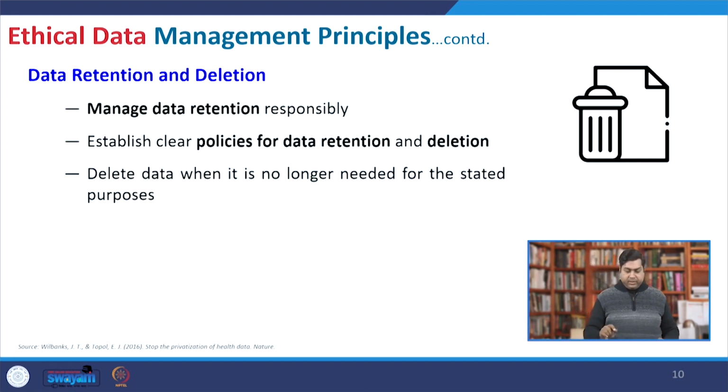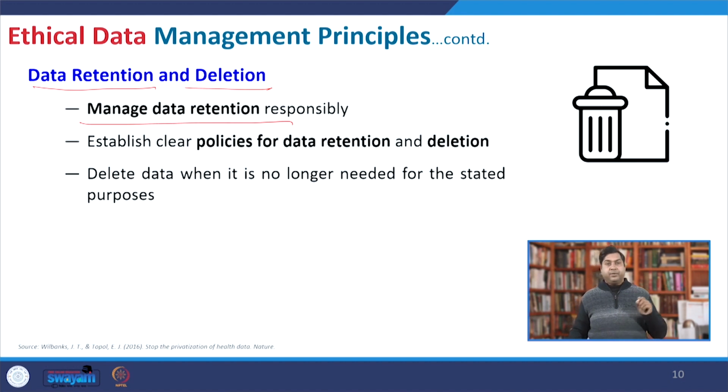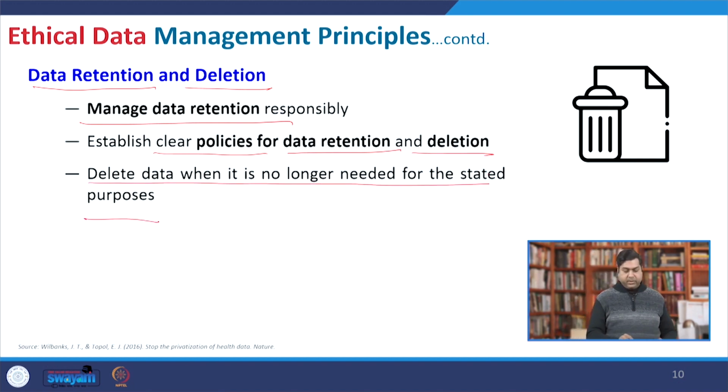Coming to the last part of this principle, data retention and deletion. So manage the data retention responsibly: if you would like to store the data, there should be some sort of policy. Establish clear policies for data retention and deletion, and delete data when it is no longer needed for the particular stated purpose. Because in many cases, if you keep on getting the information, it requires storage, and at the same time the purpose may have been fulfilled and you do not require further reference. So in such cases, you can take a call on deletion of that information, right.